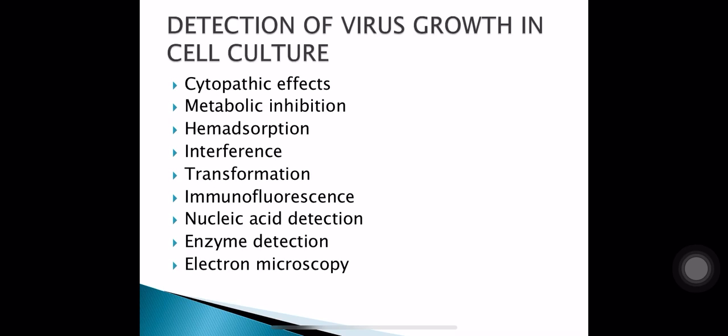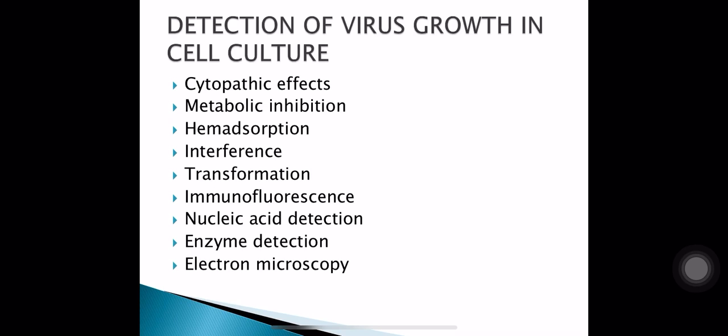the cell culture. In cytopathic effect, a certain effect will be produced on the cell lines by the virus, and this effect on the cells can be seen in the microscope, and it is known as cytopathic effect. Then virus can lead to metabolic inhibition of the host cells, and this can also be observed by some processes. Virus can lead to adsorption of RBCs, which is known as heme adsorption. Viruses can lead to interference of other viruses in growth.